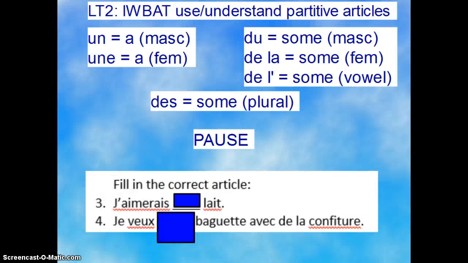Learning target 2 is I will be able to use and understand partitive articles. So up here at the top, I've got your indefinite articles, un and une, which both mean the word a, which means when you use those with a food item, you're talking about eating one of those items or an entire one of those items. Du, de la, de l' and des all mean some, but they're used based on whether you're talking about some of a masculine item, some of a feminine item, some of an item that starts with a vowel.